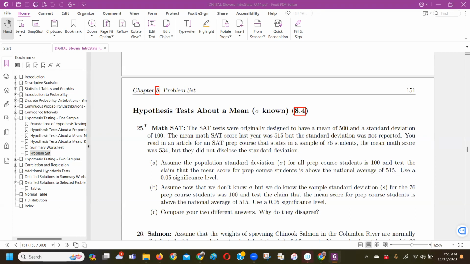Then we read an article for an SAT prep course that states that in a sample of 76 students, the mean math score was 534, which is different from 500, right? In fact, quite a bit higher.